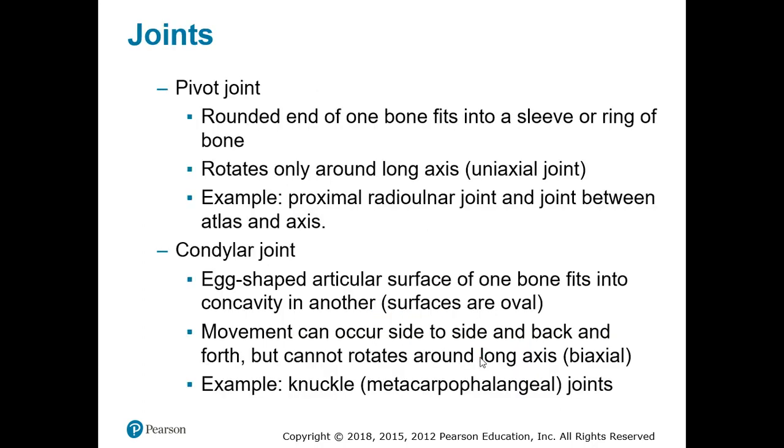The next two we're going to talk about are your pivot joint and your condylar joint. Pivot, exactly what it sounds like. You're pivoting, kind of like in basketball. This is where a rounded end of one bone fits into the ring or sleeve of another. It is uniaxial. An example of where it's located is your radial ulnar joint, in your forearm where your radius and ulna join. Or it's the joint between your atlas and axis, which are your first 2 vertebrae in your back.